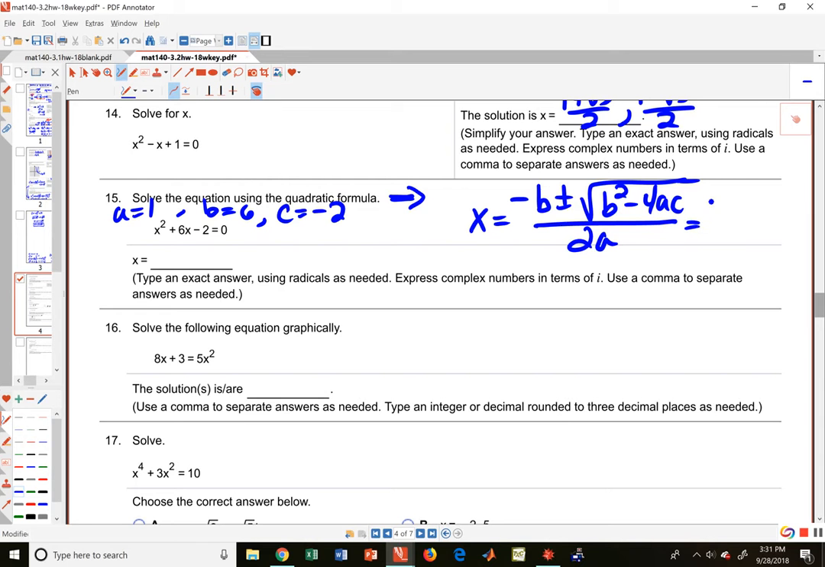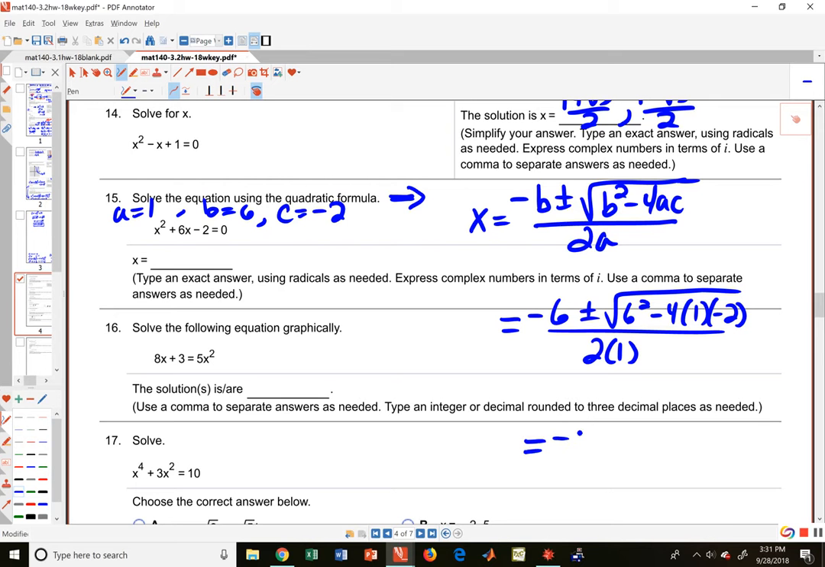So what we have here is the opposite of b. So we have the opposite of 6, plus or minus the square root. Now, b squared is 36. And I'm out of space there. Let me move this to a new location. Hang with me here. Okay, so you have the opposite of b, which is negative 6, plus or minus the square root of b squared, which would be 6 squared, minus 4 times a. A is 1. C is minus 2. Don't forget that minus 2. Put some parentheses around it. It'll help. 2 times 1.